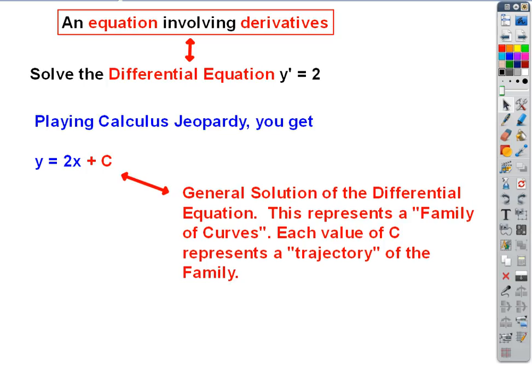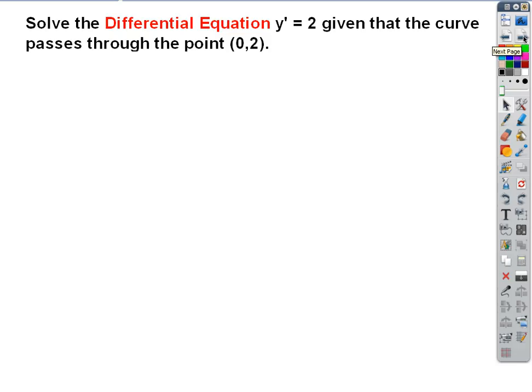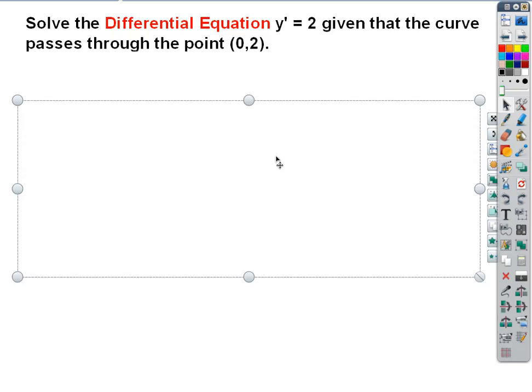Okay, so that's a general solution. Now, what if we want to do a little more specific thing? What if we want to do the same problem, only this time we pin down the answer? We're going to solve the same differential equation, but this time we know that the curve has to pass through a fixed point at 0, 2. We did something like that yesterday too.